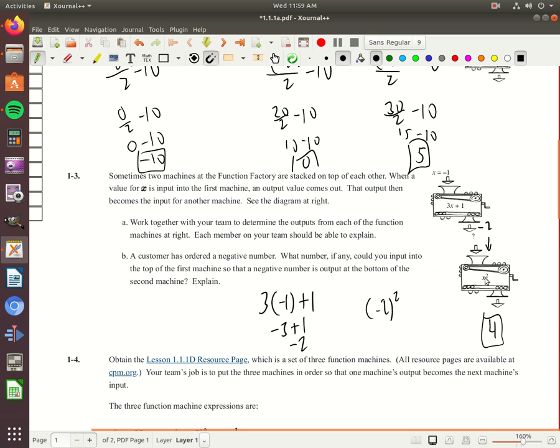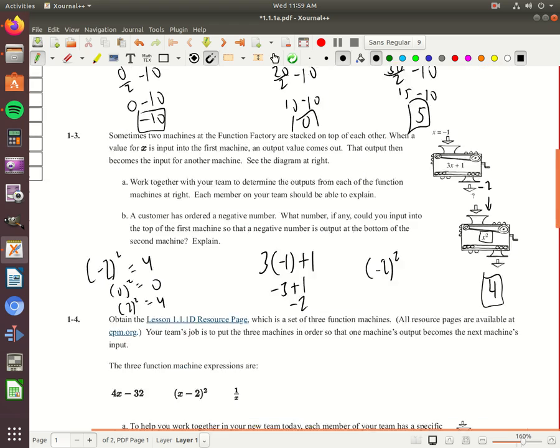Well, this is a bit of a trick question, because the bottom machine is going to square it. So if I plug in a negative number, -2 squared ends up being +4. If I plug in 0, 0 squared is 0. And if I plug in a positive number, 2 squared is 4. So the lowest output I'm ever going to get here is 0. I'm never going to be able to get a negative. So kind of a trick question there. It's not going to happen.